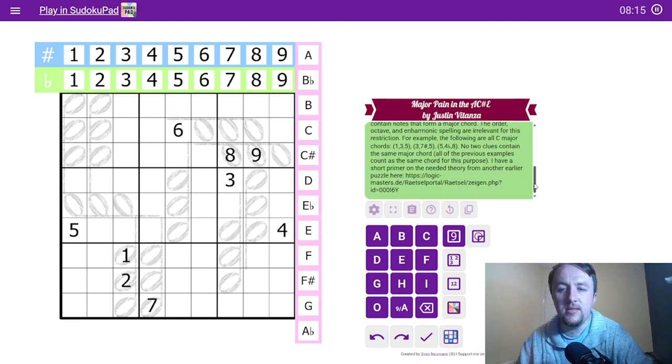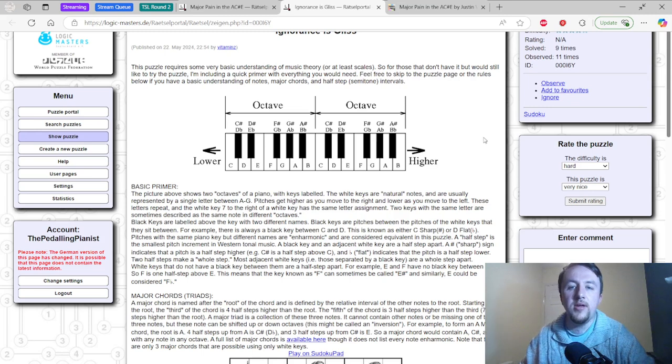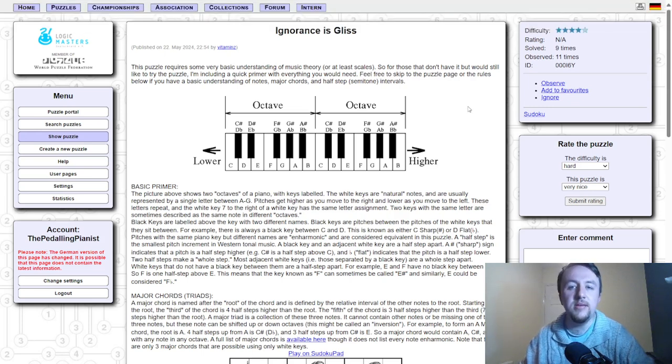I have a short primer on the needed theory from another earlier puzzle here. I'm not going to attempt to do a music theory lesson right now, because I understand all of this. You would hope I understand all of this, given that I am a music teacher. But as a quick example, any major triad you form by starting on a note and then going up by 4 semitones and then up again by 3 semitones. So if we did A major, you go 1, 2, 3, 4 to get to a C sharp, and you go 1, 2, 3 to get to an E.